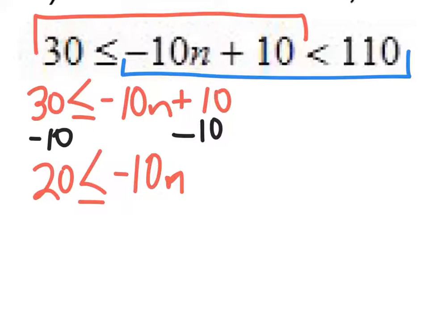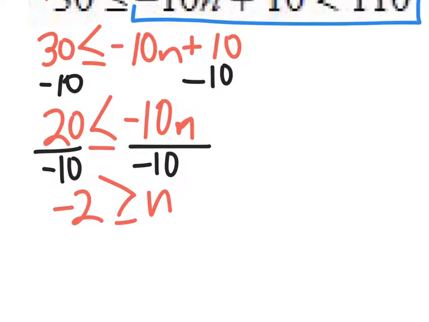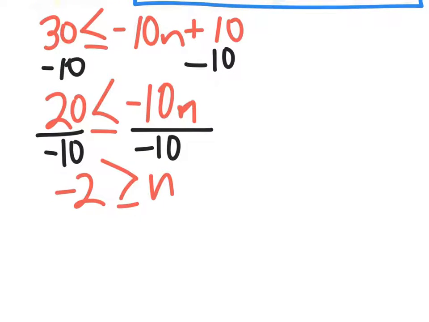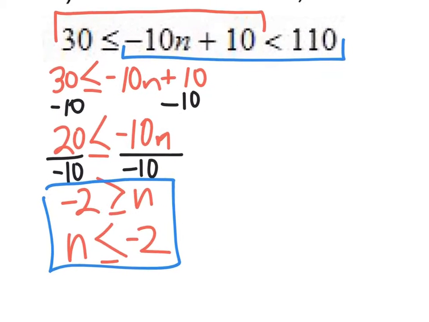Because we have a negative 10n, we're going to have to divide both sides by negative 10. And remember that when you divide by a negative, it flips the sign. So now 20 divided by negative 10 is going to give us negative 2. Flipping the sign, is greater than n. We can rewrite that as negative 2 is greater than or equal to n, or n is less than or equal to negative 2, right? These are the same things. So we've solved the first half of this problem.